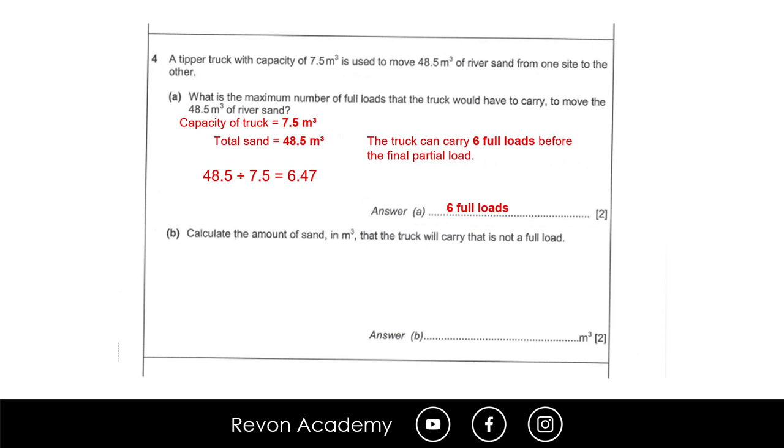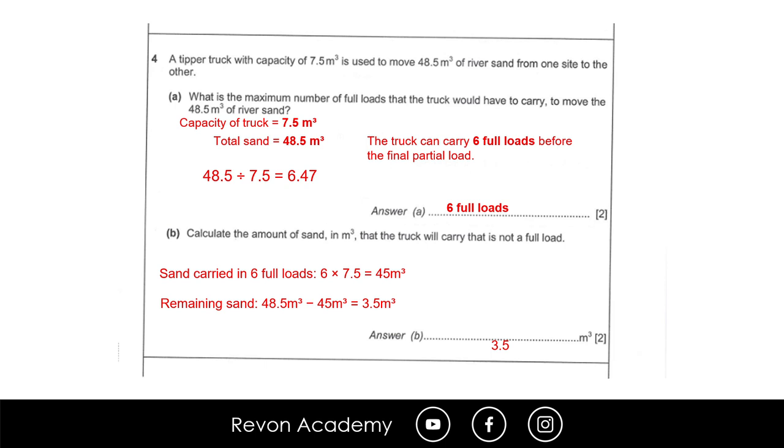Question B says calculate the amount of sand in meter cubed that the truck will carry that is not full load. So what we're supposed to do is find how much sand makes up that partial load, that's 0.47. So what you can do is start by finding those 6 full loads, find out how much cubic meters of sand does it make, and then you're going to subtract that sand from the original value of the sand that has to be moved, and then you get 3.75.